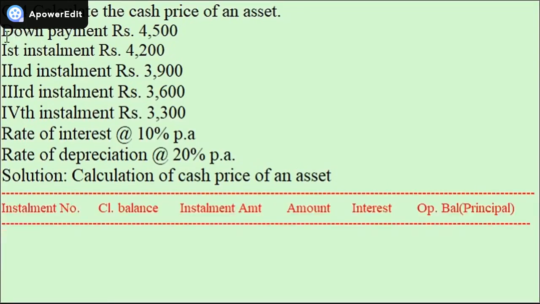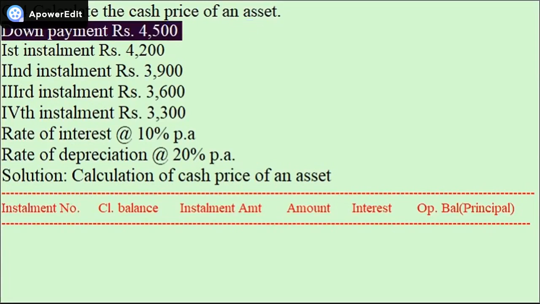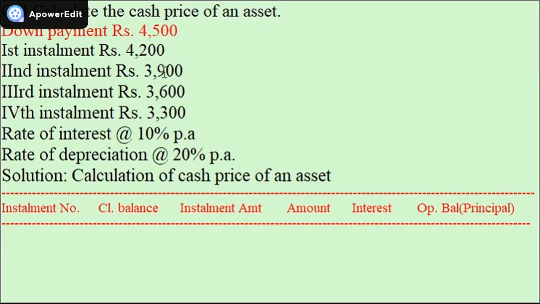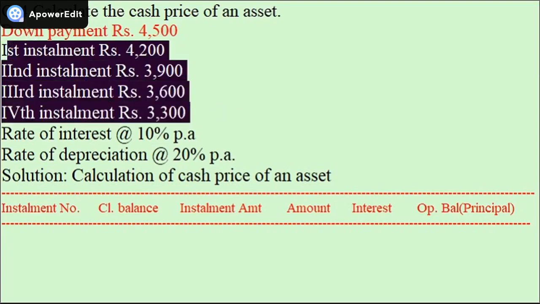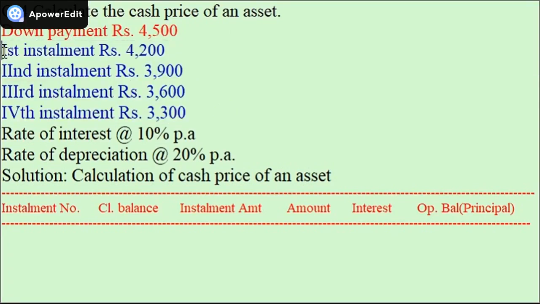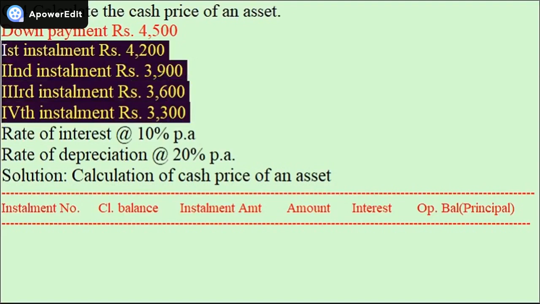In the question, the down payment, the initial advance amount which the buyer has paid to the hire vendor, is rupees 4,500, and these are the four installments which are paid by the purchaser to the vendor. So there are four installments which are paid annually: first installment, second, third and fourth installments.